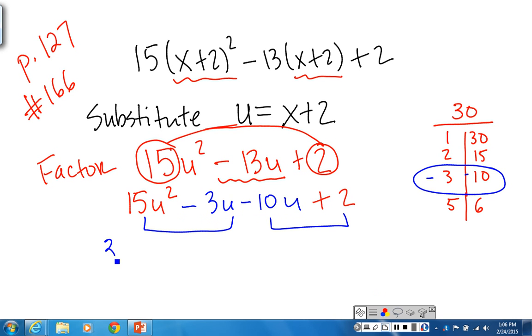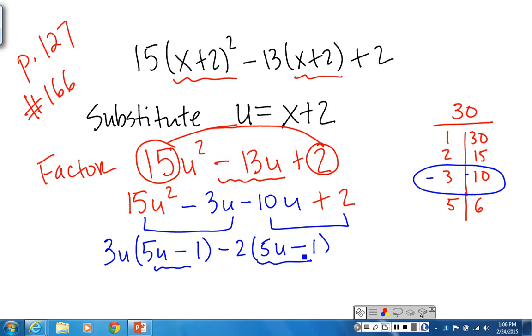I can pull out a 3u, then that's 5u minus 1, and over here I can pull out a negative 2, and I get the same thing. That's how you know you're on the right track, when you get the same thing here. If not, you didn't do something correctly. So the final answer for a moment is 5u minus 1 times 3u minus 2.